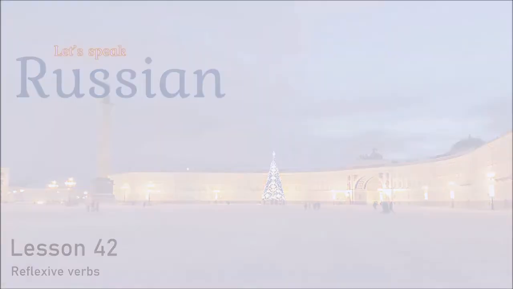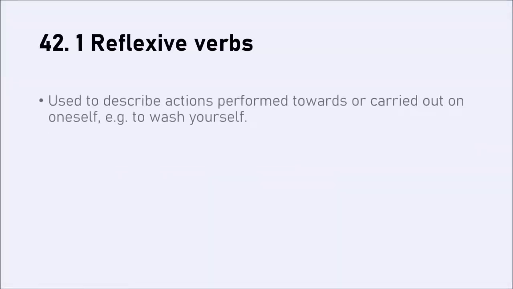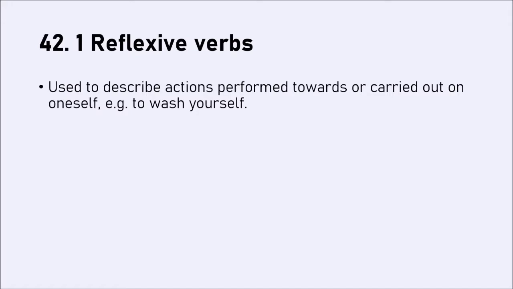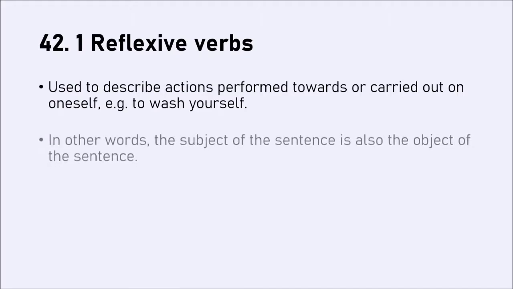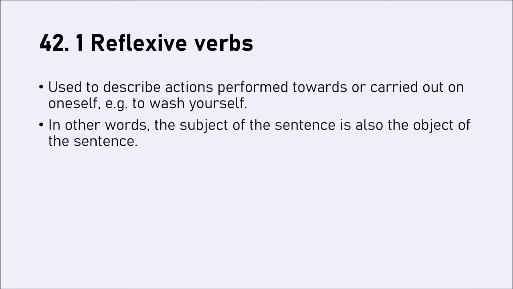So what are they? These are verbs that are used to describe actions performed towards or carried out on oneself. For example, in English, to wash yourself, to shave yourself, to dress yourself, and so on. You can see here that we're using yourself, and this is what identifies the reflexive verb. In other words, what's happening here is the subject of the sentence is also the object of the sentence.